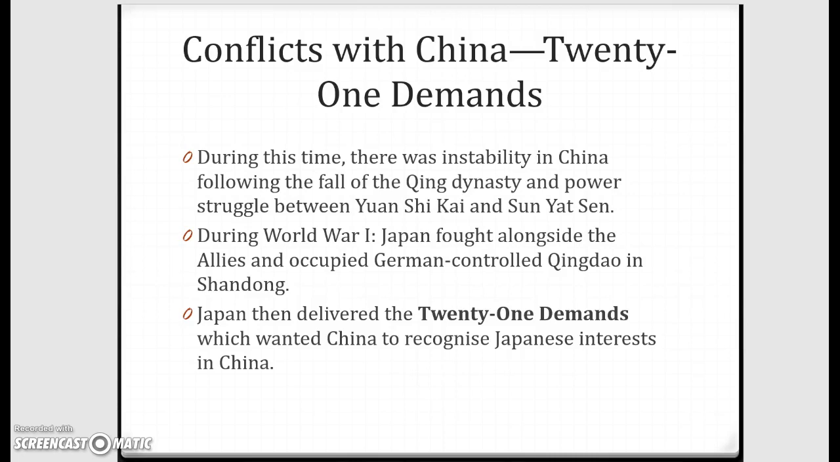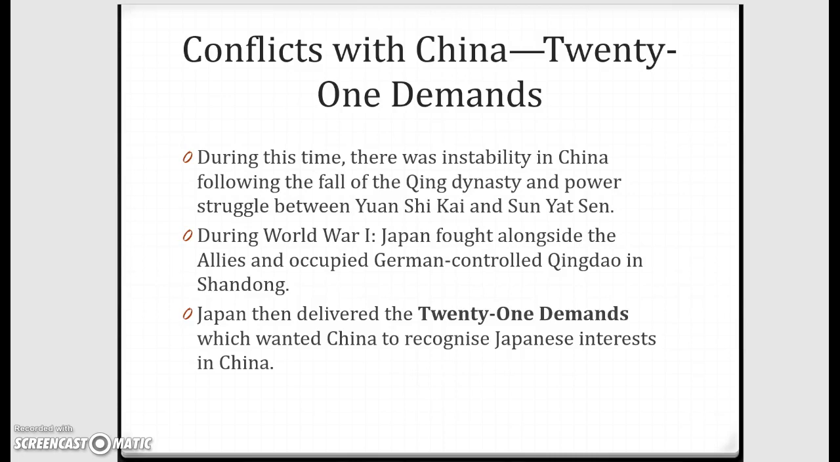So during World War One, the Japanese fought alongside the Allies, so they were considered the good guys. So the Japanese were the good guys in World War One. Okay, and they occupied Qingdao, which was German controlled, in Shandong. All these places are in China. Okay, so remember, China was never colonized, but the Westerners had some kind of influence there. So the Germans had influence in Qingdao and Shandong.